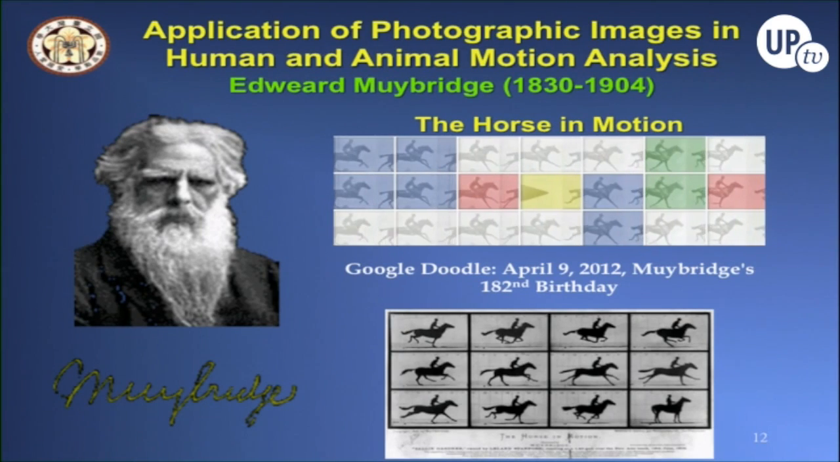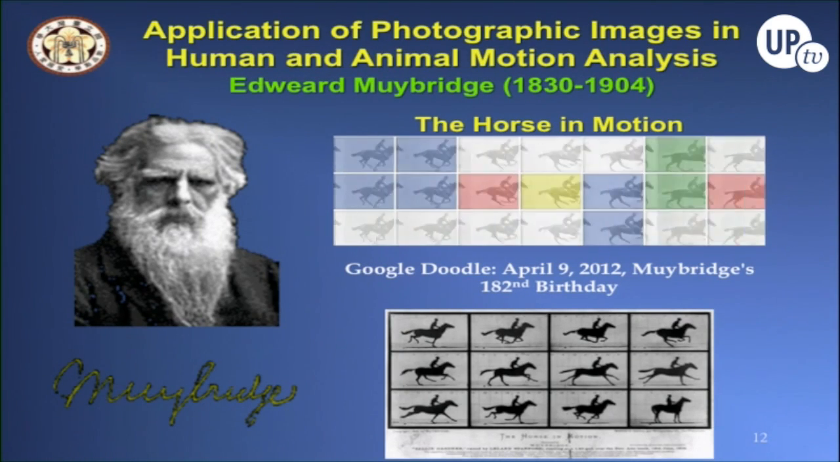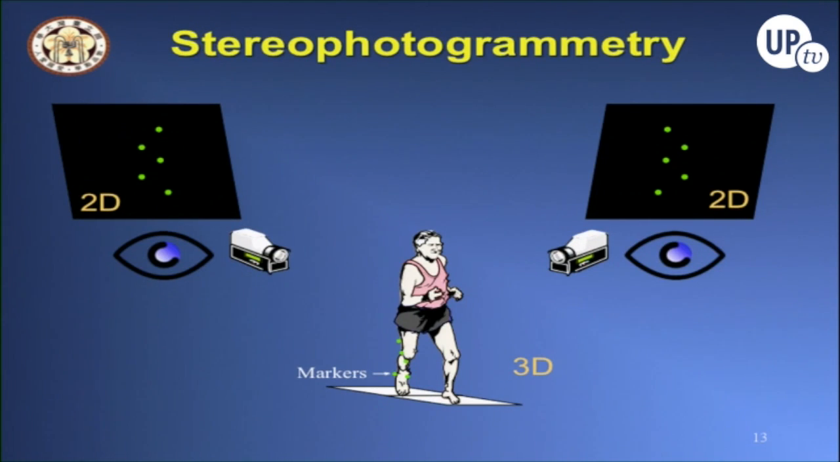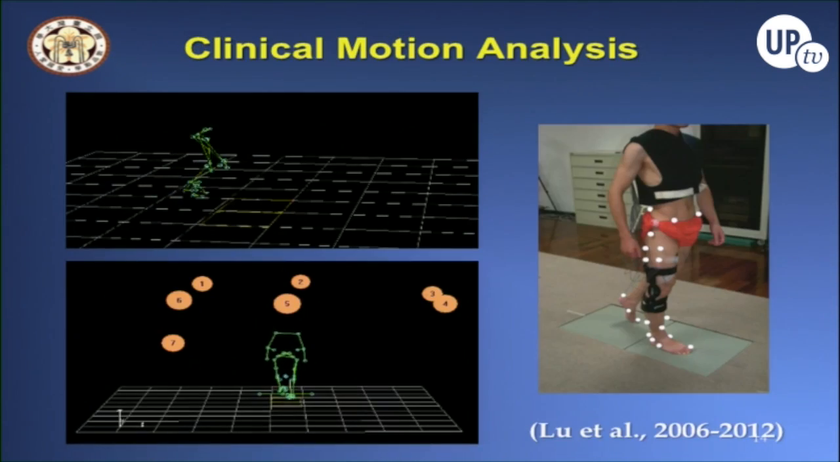Stereophotogrammetry, I'm sure you all know this. You know, since the year of Edward Muybridge, and this is the Google Doodle in 2012. I just take it up to celebrate 182nd birthday of Edward Muybridge, the father of photography. And since that day, we now have the ability to combine 2 cameras, similar to our 2 eyes. As long as the marker is seen by at least 2 cameras, we can reconstruct the position of the markers in space.